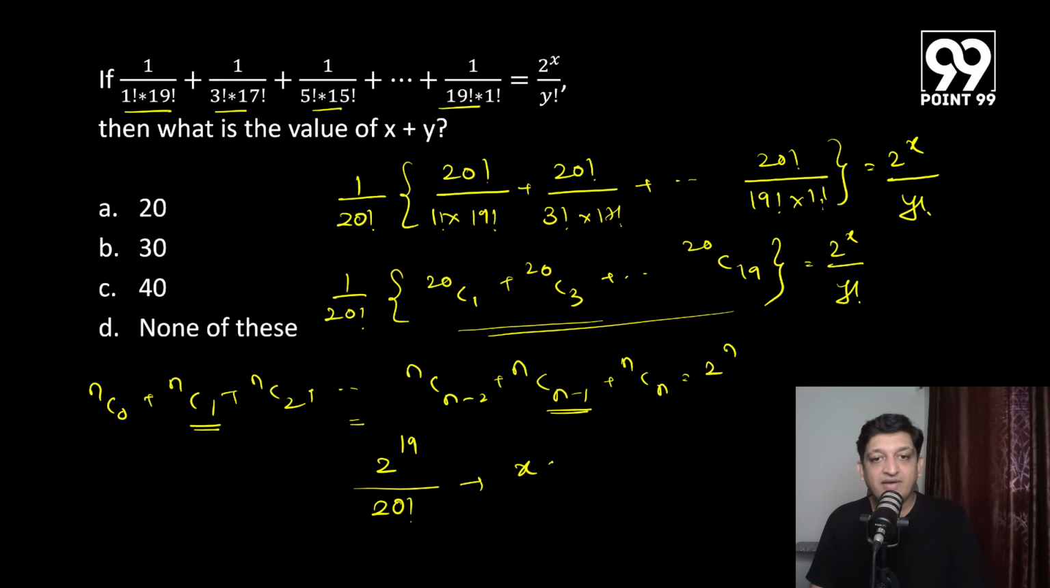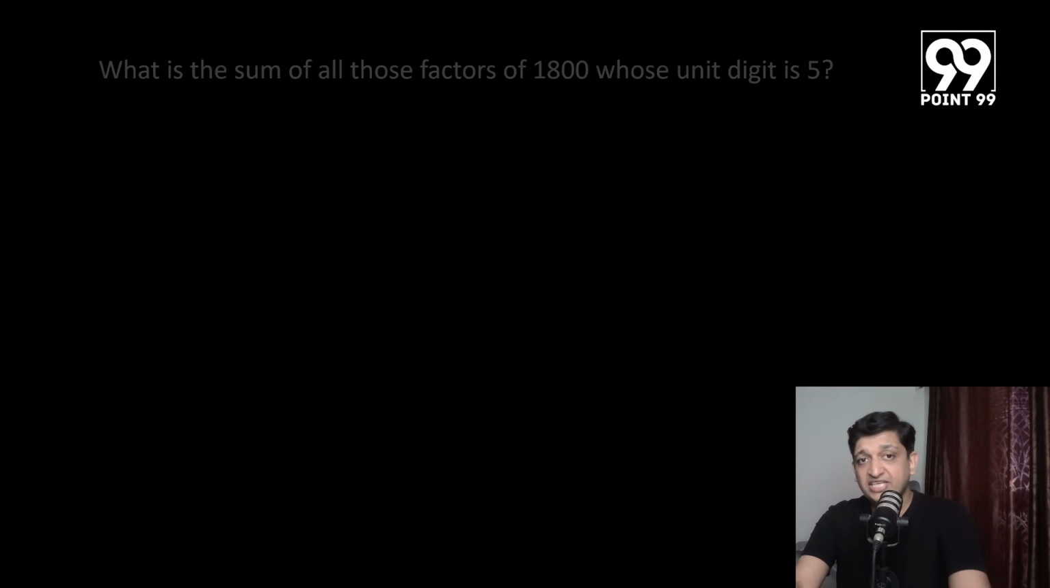So in this case, the value of x will be 19, the value of y will be 20, the summation becomes 39. It is not among the options. So my answer here is rather surprisingly option D, that is none of these. So it will be 39 in total. Let's look at the next question now.